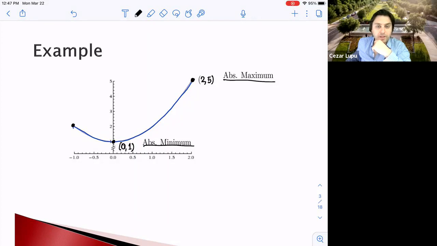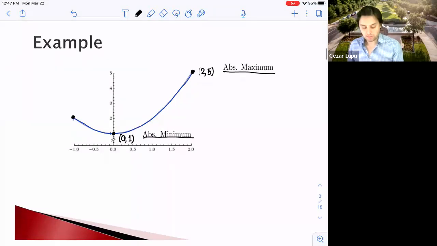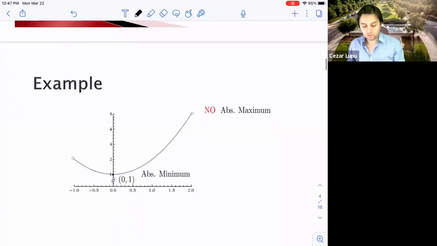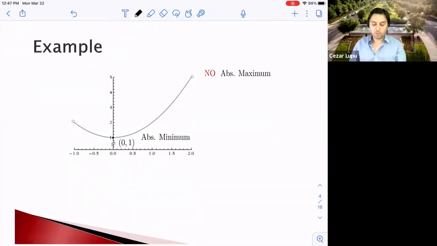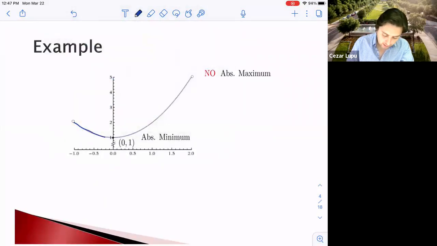Now let me show you an example, different than just a line, of a function that has an absolute minimum but no absolute maximum. In fact, I'm going to take the same function, but I'm going to modify it a bit, and let me show you how I will modify it. Again, I have the graph of this. It goes like this. See it here.